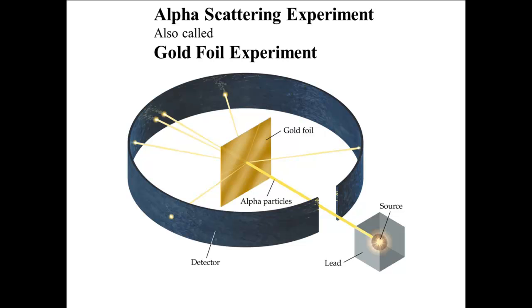The experiment, called the alpha scattering experiment or the gold foil experiment, consisted of a very thin piece of gold foil, chosen because it was a heavy atom with lots of protons and because you could make a really thin foil out of it. A beam of alpha particles was directed through the piece of gold foil. The particles were then detected by a screen, initially placed only in front of the gold foil.